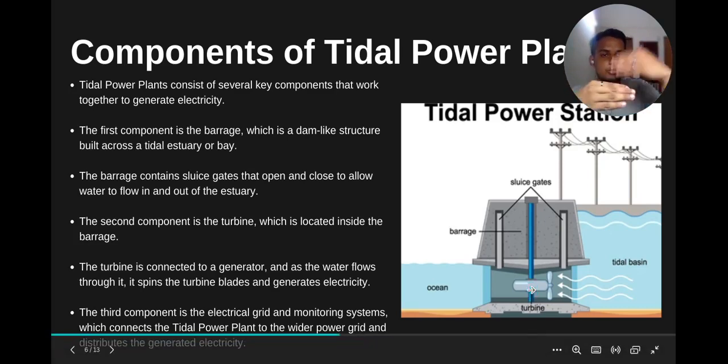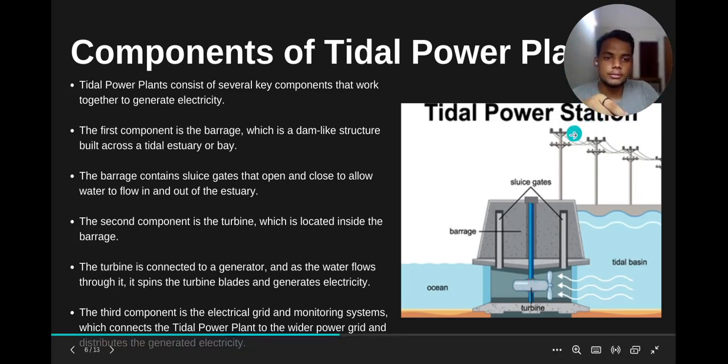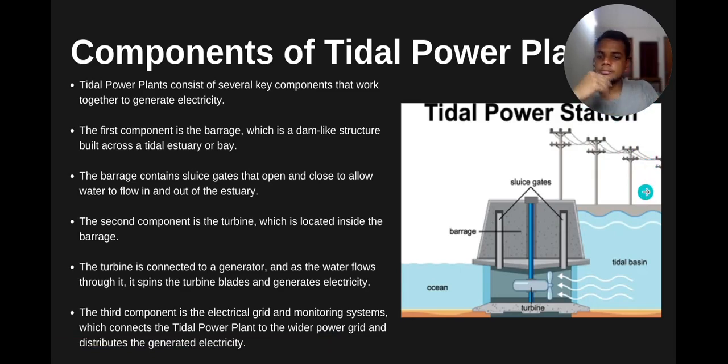So from here the turbine rotates and the electricity is generated and then transferred to the grid. So the grid can be represented here by the power lines. And then the third or the last component that we can say is the electrical grid and the monitoring system. So the monitoring system is of course to regulate the voltage and other parts, so that it can be safely transmitted to the grid and it can be used by the public and factories and all.